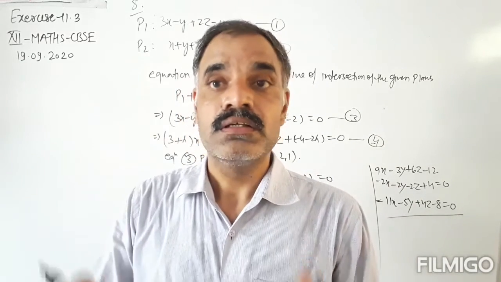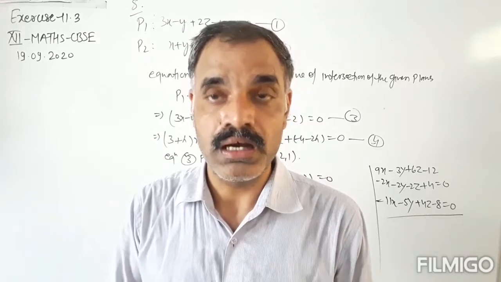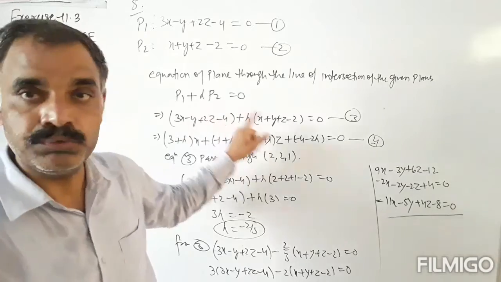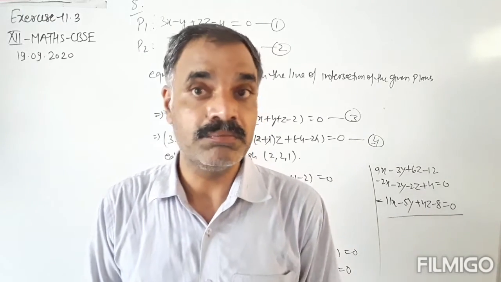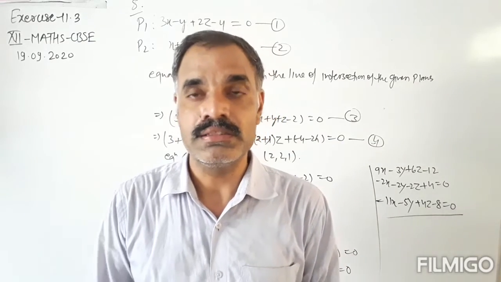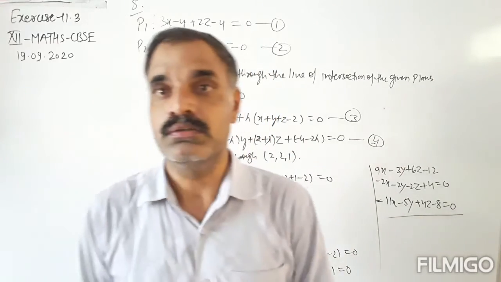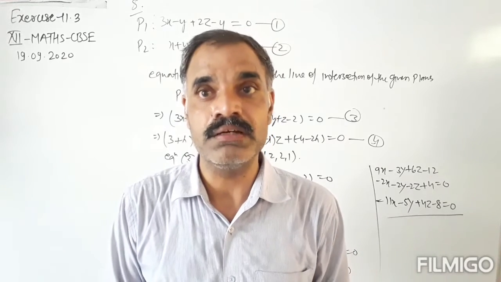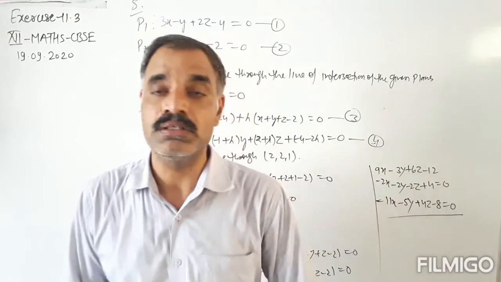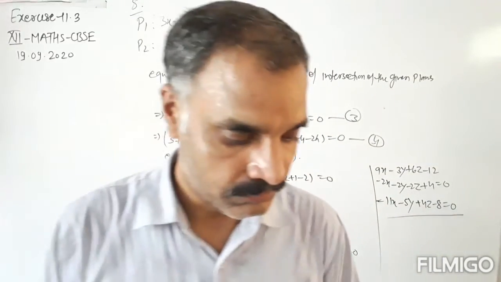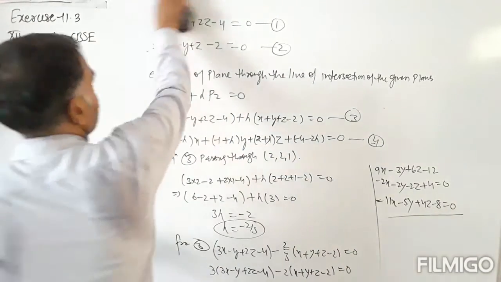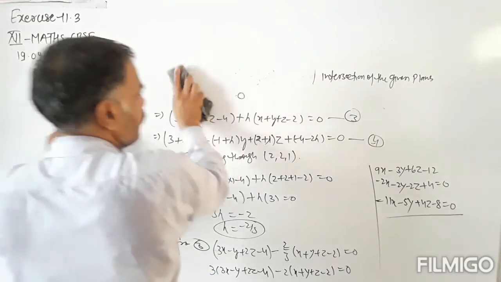The required plane means the plane passing through the line of intersection of the given planes, that is P1 plus lambda P2, and one condition is given that this plane, equation number 3, also passes through the point (2, 2, 1). So putting (2, 2, 1) in equation number 3, we get the required plane, that is 11x minus 5y plus 4z minus 8 equals 0. Now the next question, number 10. This was question number 9. Now question number 10.